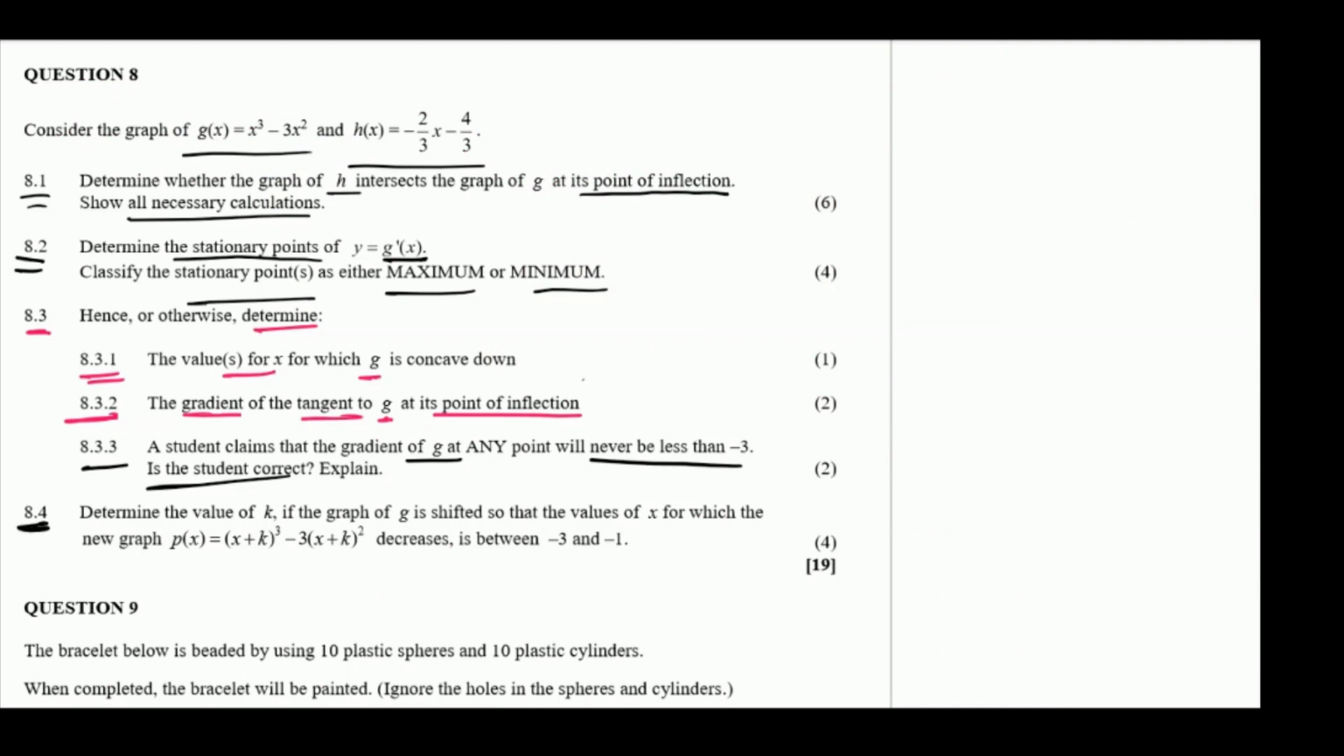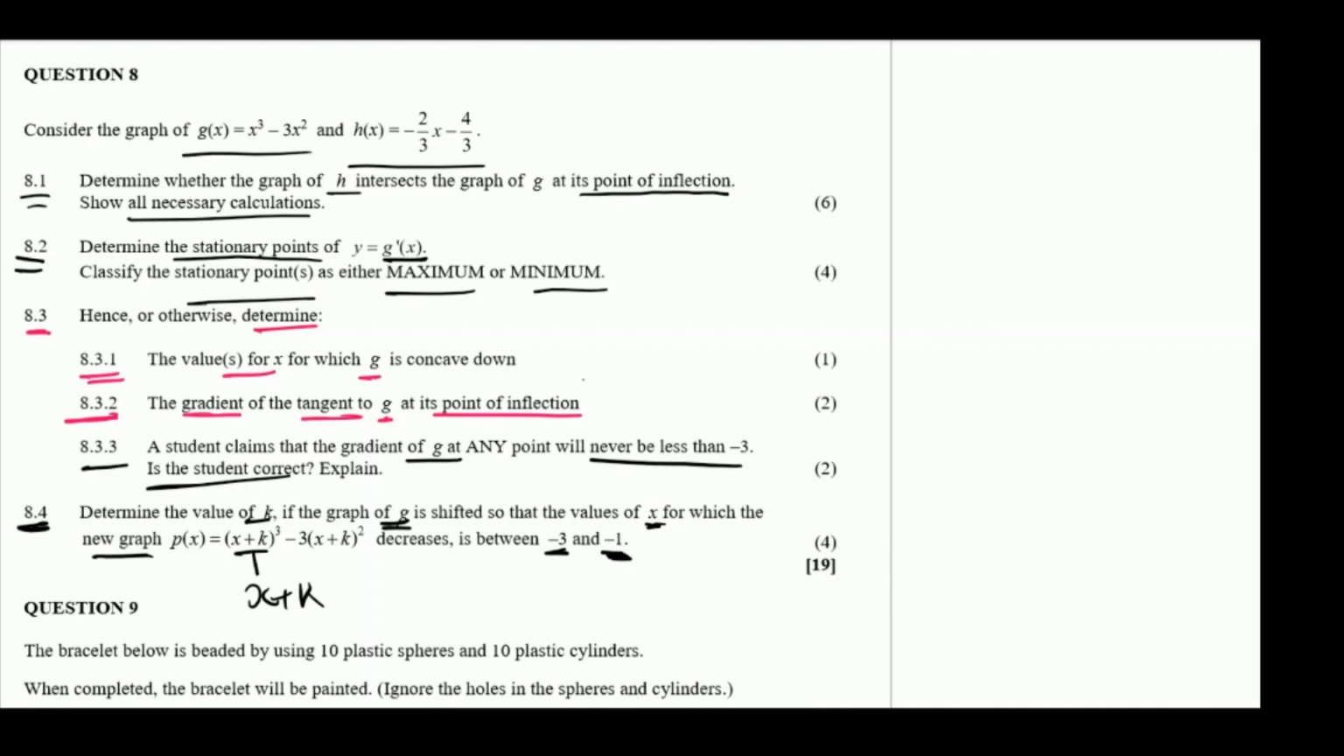So 8.4 says to determine the value of k if the graph of g is shifted so that the values of x for which the new graph decreases lie between the given points. So there's a shift of the graph of g, and this is a shift, x plus k. We are told that the shift causes the new graph to decrease in these points of -3 and -1. And we are asked to find the value of k when that happens.